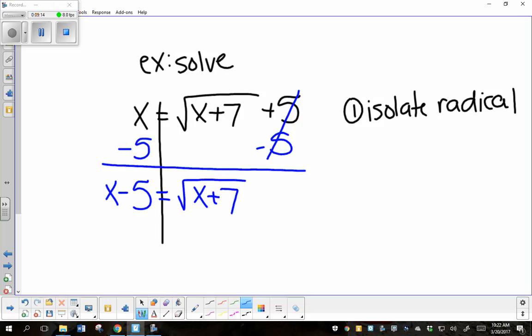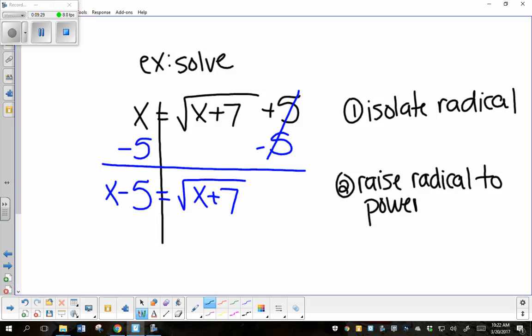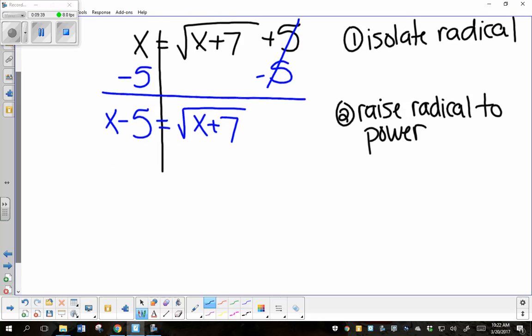So after you get the radical by itself, your second step is to raise the radical to whatever power you need. Once you get the radical by itself, then you think to yourself, okay, what power do I need to raise this to get rid of the radical? So what power do I need to raise each side to? 2, because it's a square root. So I'm going to square this side, and I square this entire side.